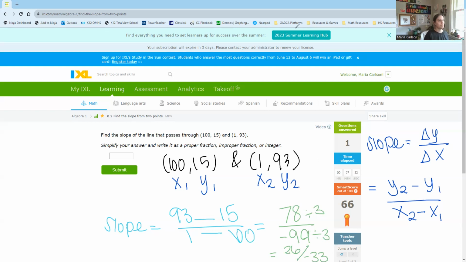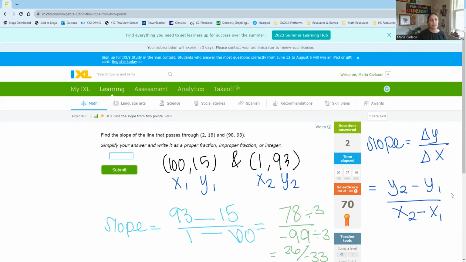So I'm going to type in negative 26 divided by 33. Or I could type in 26 divided by negative 33. Fantastic. All right, let me know if you have any questions about this section.